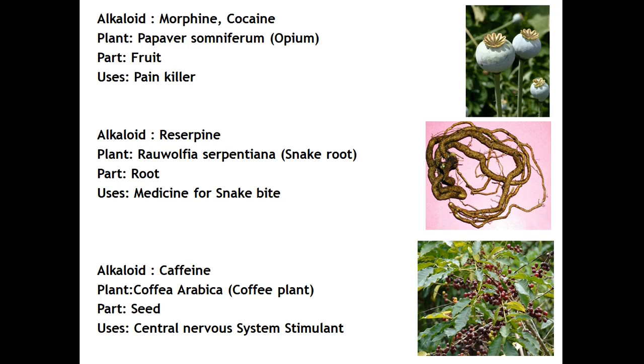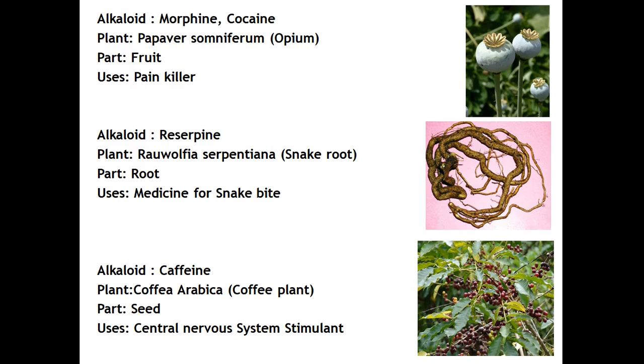The next one is morphine or cocaine, and it is obtained from the fruits of Papaver somniferum, the opium tree. So it is found in the fruits of Papaver somniferum and it is used as a painkiller.